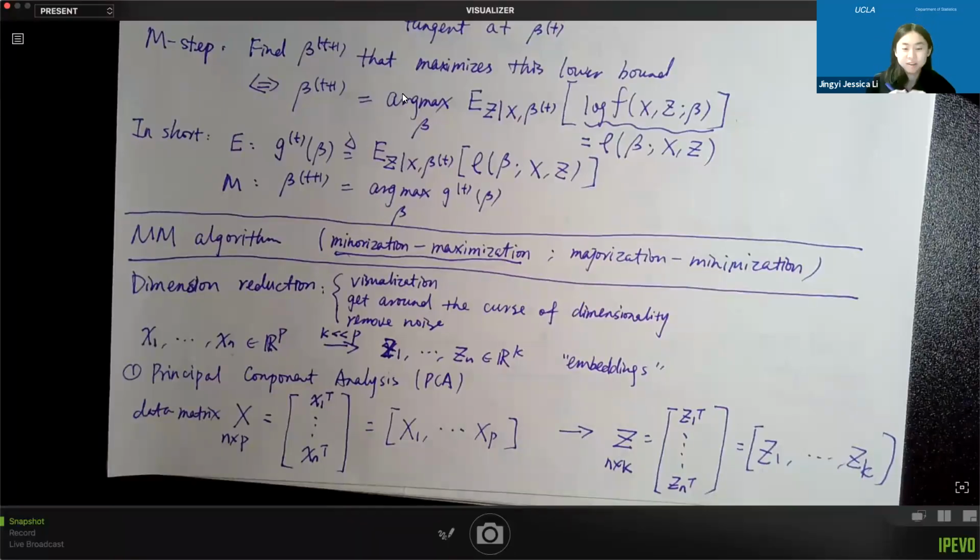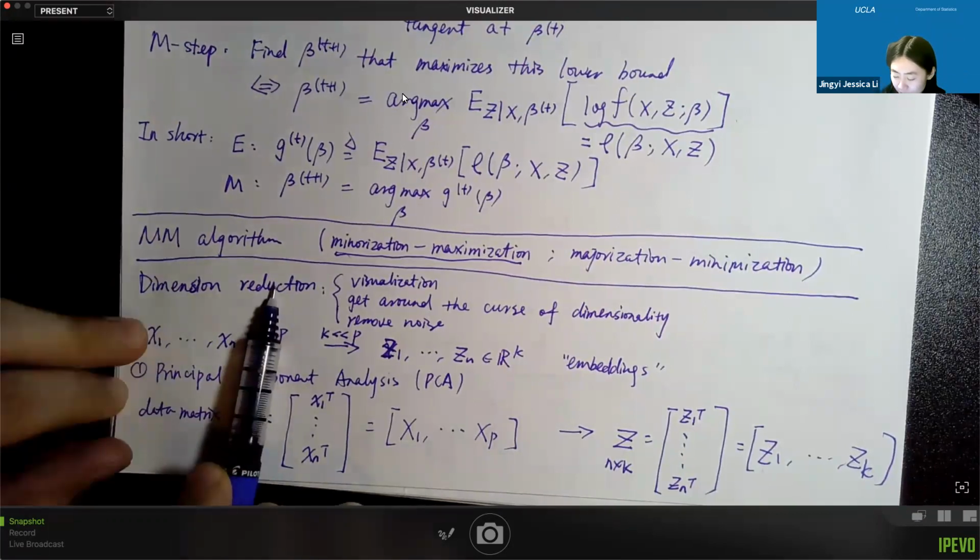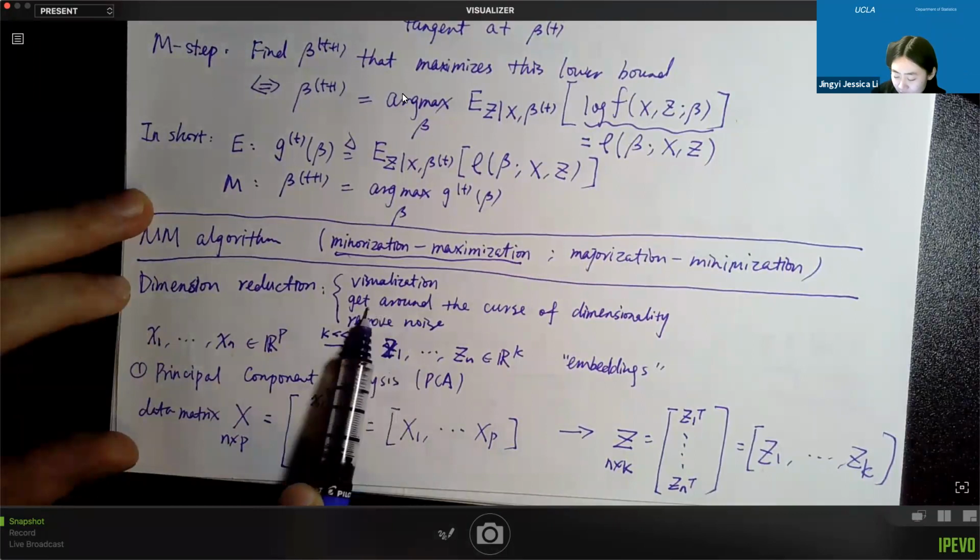Okay, good afternoon, everyone. This is our lecture 12. Today, we're going to continue our discussion on dimension reduction, which is a big category of methods for unsupervised learning.